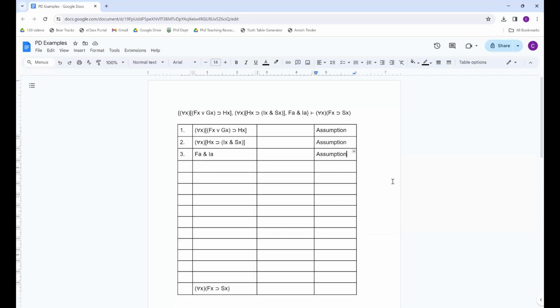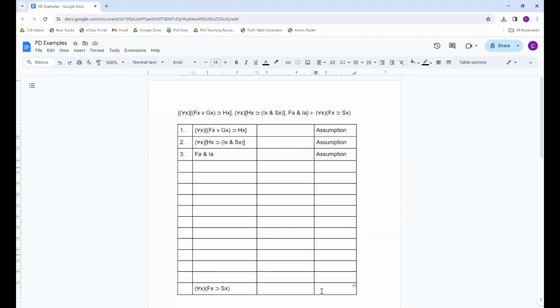We'll look at a few examples of working with PD. So first, we will show that this set here entails this sentence. I've already gone and written out the members of the set as assumptions here, and our goal sentence is here at the bottom. Now the goal is universally quantified, right? This quantifier here, this is our main logical operator.